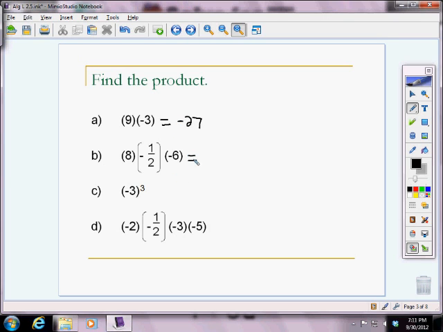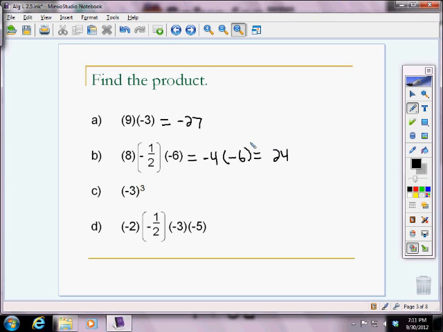If you look at this next example here, 8 times a negative 1/2 times a negative 6. If we go 8 times a negative 1/2, you can think of it, well, what's half of 8? Well, 4 is. Positive, negative, that'd be a negative 4. And if we do a negative 4 times a negative 6, 4 times 6 is 24. Since they have the same sign, their answer is automatically positive.